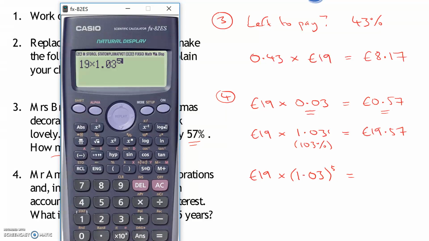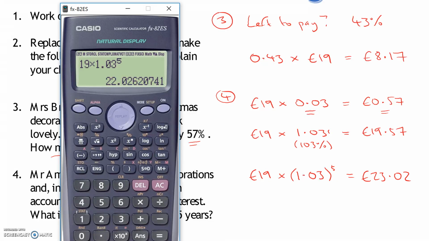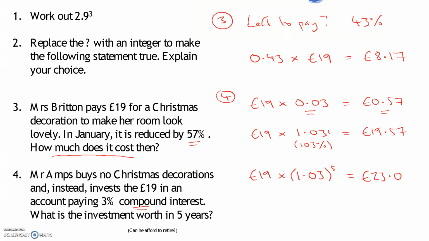So we've got 19 multiplied by 1.03 to the power of 5. And in one go, we get our answer. We get £22 and we can only round it to 2 decimal places to get pence. So we've got £22 and 3 pence to 2 decimal places. That 2 is going to round to a 3, beg your pardon. £22 and 3 pence.